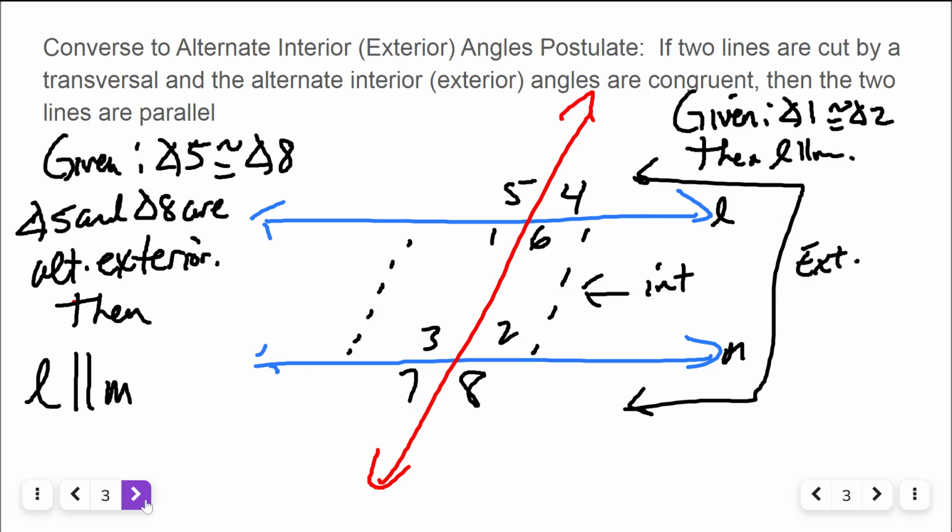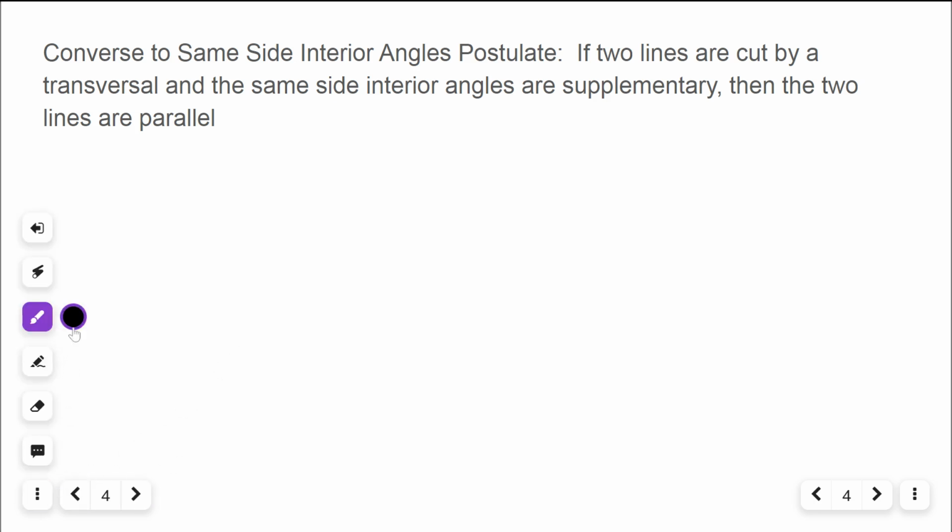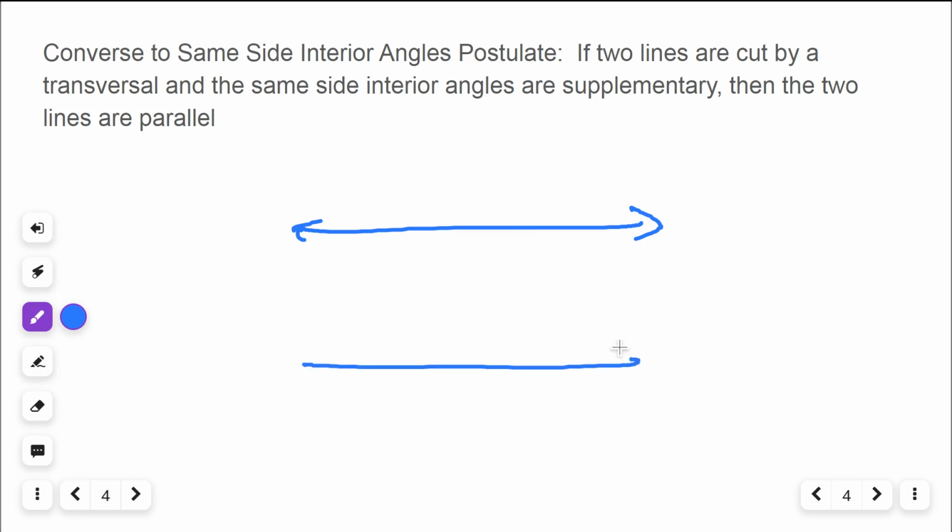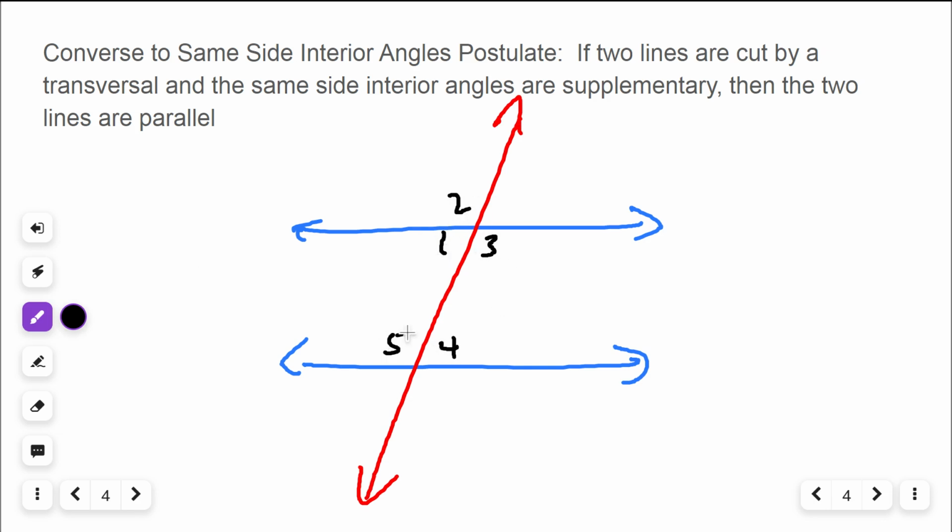All right, so it works with alternate interior, alternate exterior also. And of course, it works with same side interior also, but you have to know the rules for same side interior, SSS. Same sides have to be supplementary. So let's say I labeled my angles here 4, 5, 6, 7, 8. All right, here's my interior, right in between the two lines.